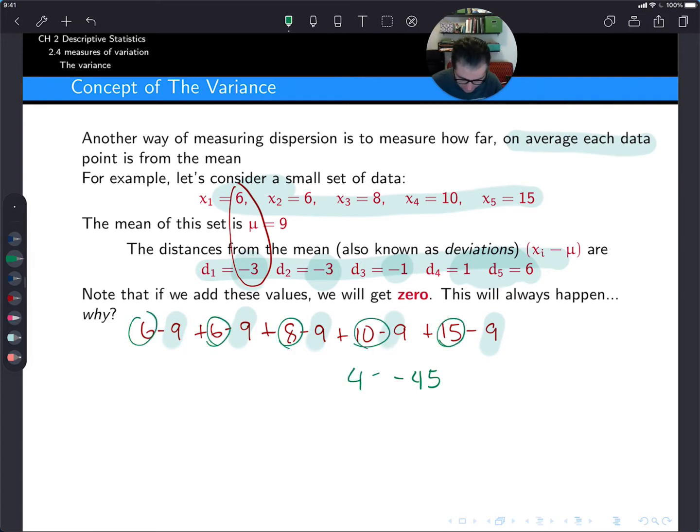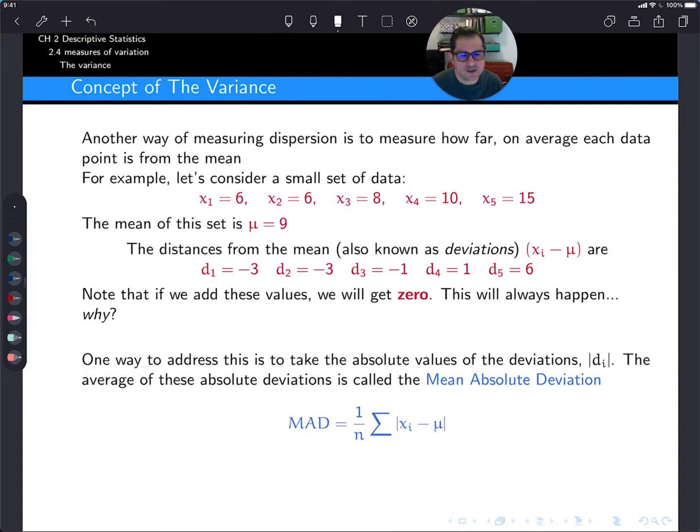I got a 45. So of course that's going to be a 0. Nothing is special about this data set. That's going to happen every time. You can work this out with xi's and mu's and the symbols, and that will always happen. So it's not a good idea, or it was a good idea until we got this encounter that some are negative and they're always going to get a 0.